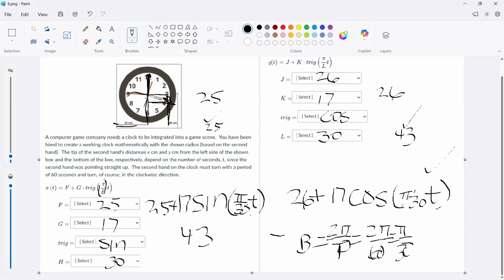So check. I just checked a couple of values just to make sure it worked, but there's the answer for that question. For the x, it's 25 plus 17 sine pi over 30 t. And for y, it's 26 plus 17 cosine pi over 30 times t.